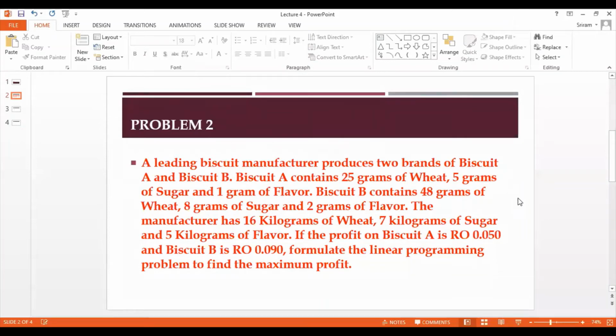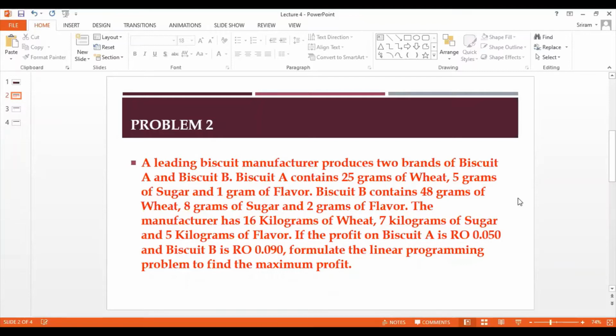A leading biscuit manufacturer produces two brands of biscuit, A and B. We discussed the same idea with a small change; we discussed it with the soap. Biscuit A contains 25 grams of wheat, 5 grams of sugar, and 1 gram of flavor.